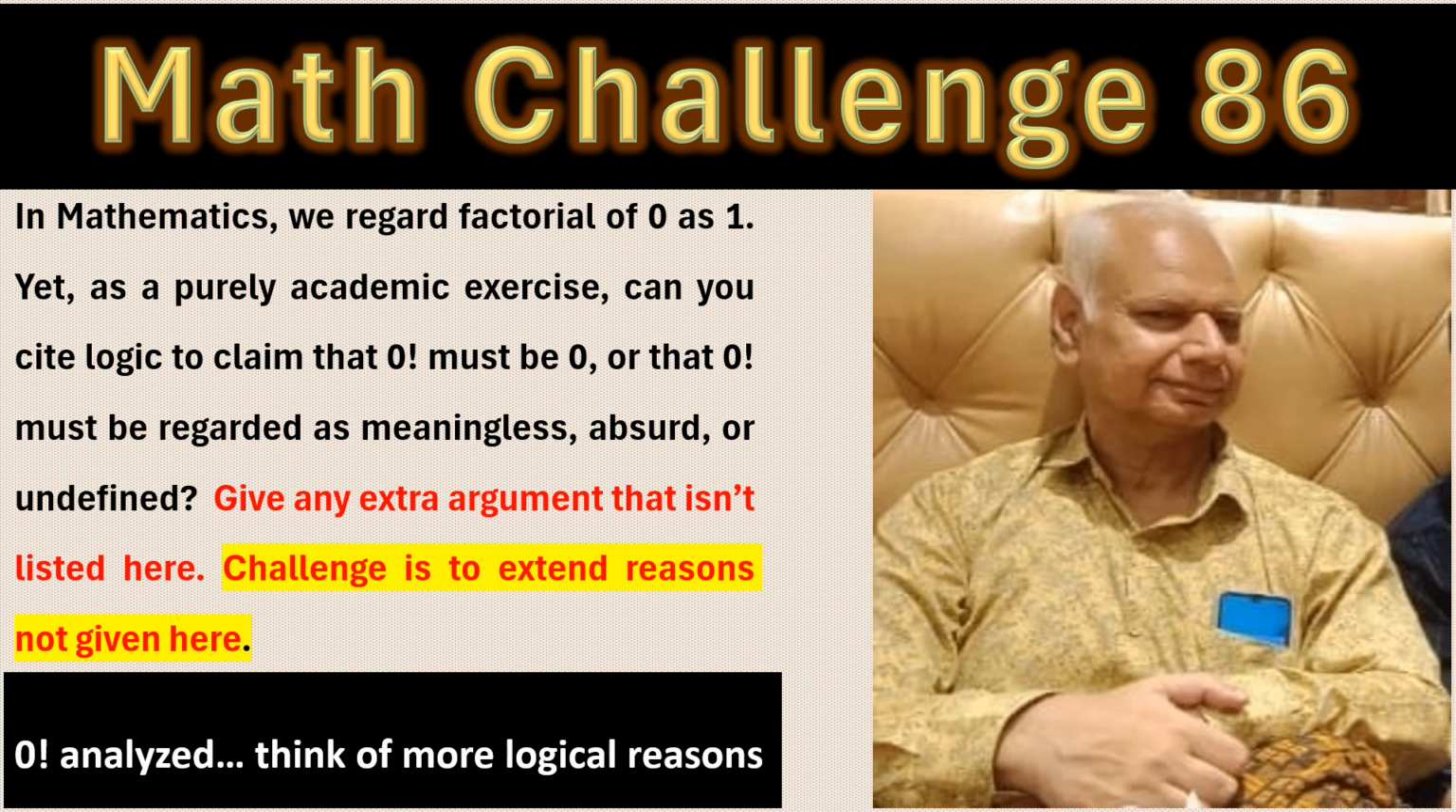Yet, as a purely academic exercise, can you cite logic to claim that 0 factorial must be 0, or that 0 factorial must be regarded as meaningless, absurd, or undefined? Give any extra argument that isn't listed here. Challenge is to extend reasons not given here.